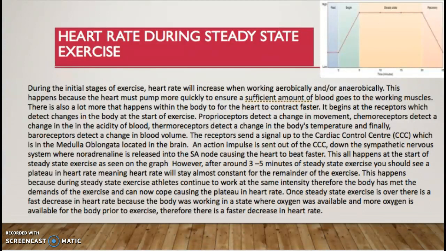This all happens at the start of steady state exercise as seen on the graph. However, after around 3 to 5 minutes of steady state exercise, you should see a plateau in heart rate, meaning heart rate will stay almost constant for the remainder of the exercise. This happens because during steady state exercise, athletes can continue to work at the same intensity, therefore the body has the demands of the exercise and can now cope, causing the plateau in heart rate. Once steady state exercise is over, there is a fast decrease in heart rate because the body was working in a state where oxygen was available and more oxygen is available for the body prior to exercise. Therefore, there is a faster decrease in heart rate.